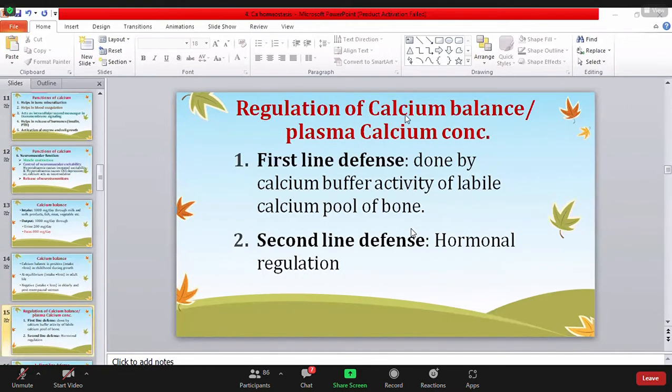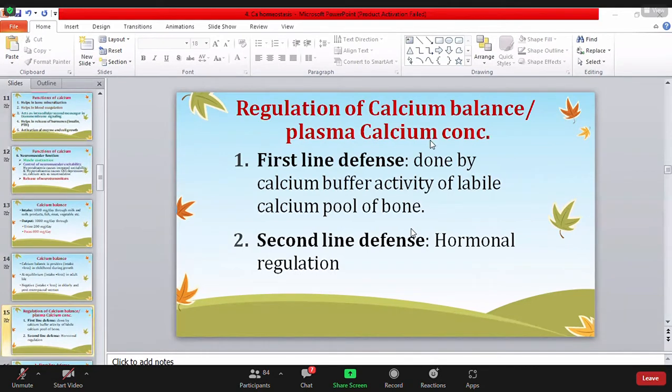Now, regulation of calcium balance or regulation of plasma calcium concentration. Very important question for your written exam and also for viva. How is serum calcium level maintained or how is calcium concentration regulated? Very important question.